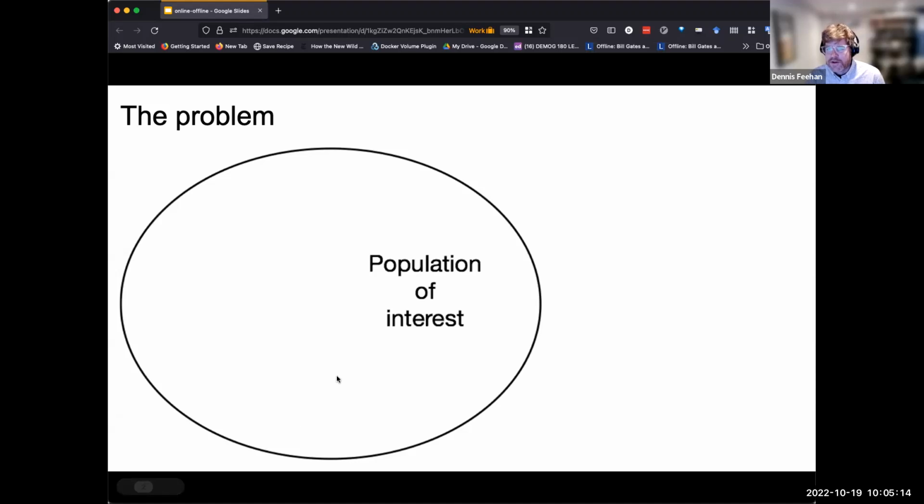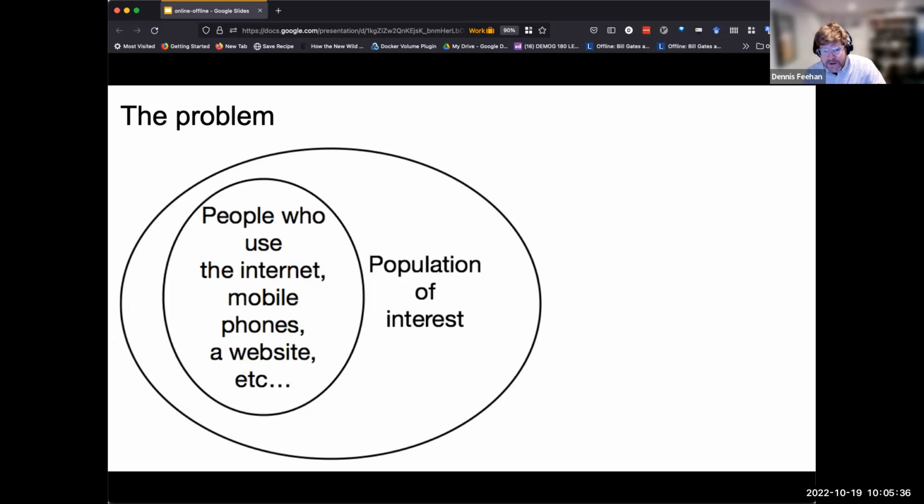Let's suppose that we're interested in trying to understand something about a particular population. Ideally, we'd like to sample and interview members of this population directly, but it might be prohibitively difficult to do that for some reason. So for example, it might be really expensive. This group might be hard to reach, et cetera, et cetera.